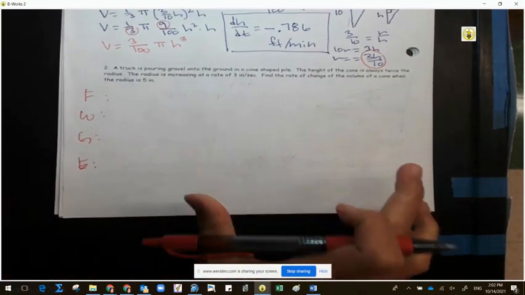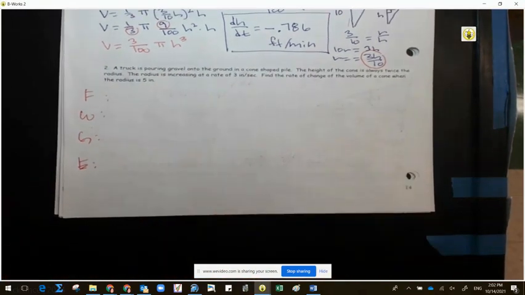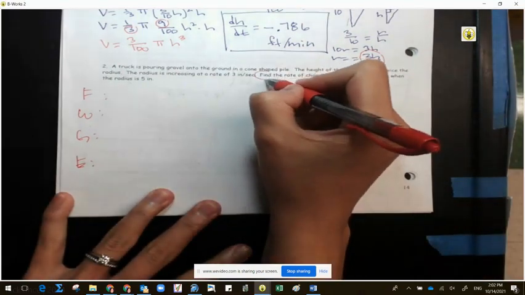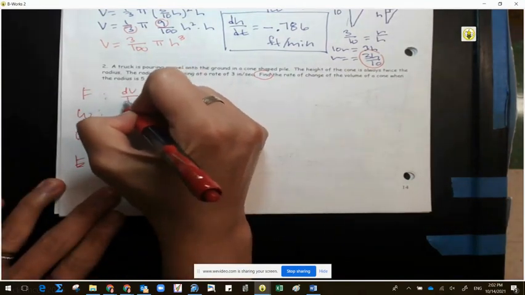Okay, let's write out what we are looking for. Is there find? Is there determine? Is there what is? Find the which rate? Change in volume. So we have dv over dt.